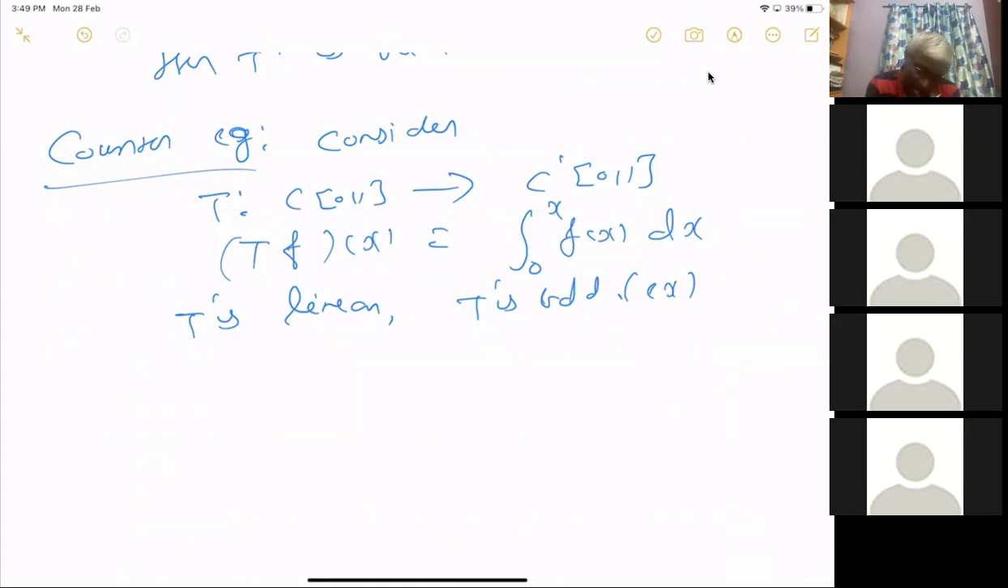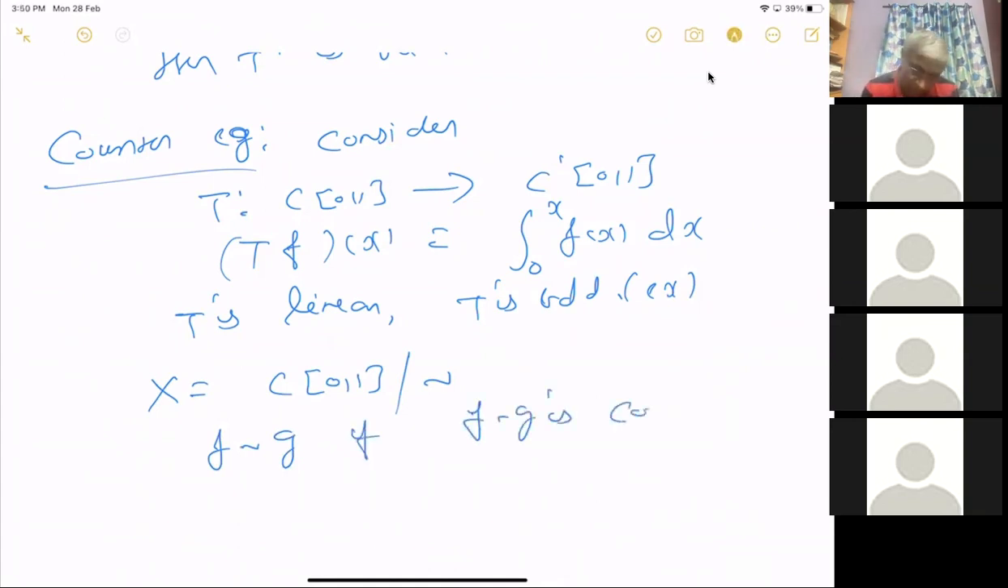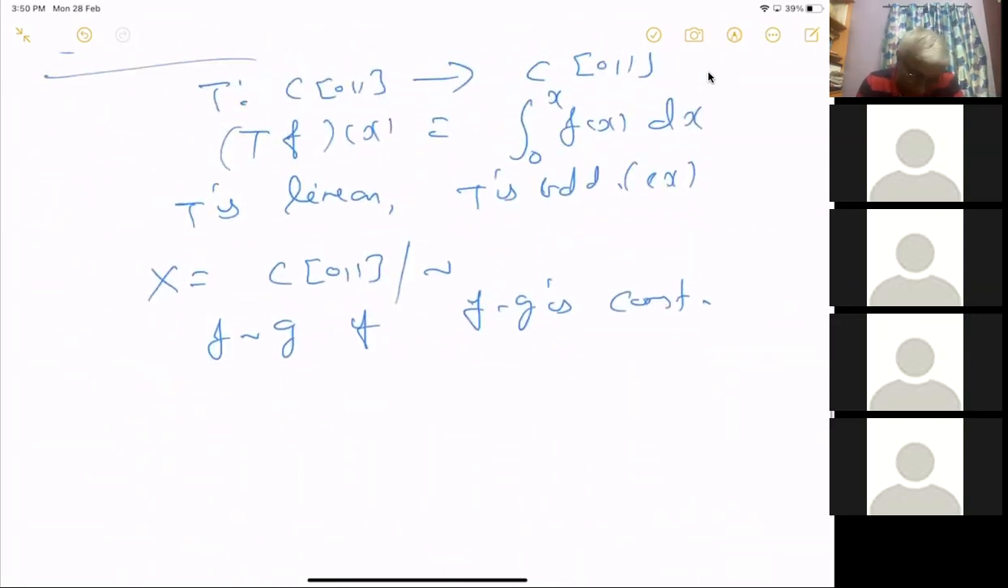But T is not one-to-one. So you can take X to be C[0,1] quotiented with this equivalence relation. That is, f is equivalent to g if f minus g is a constant function. Is that right? Yeah. So then this is one-to-one.